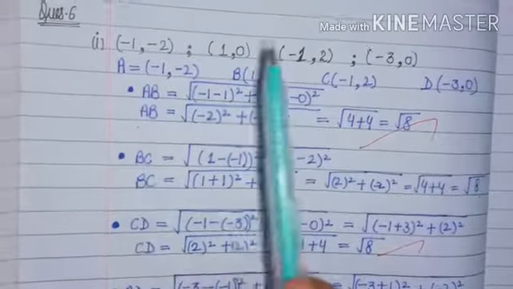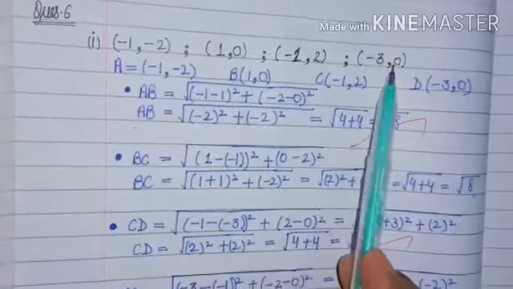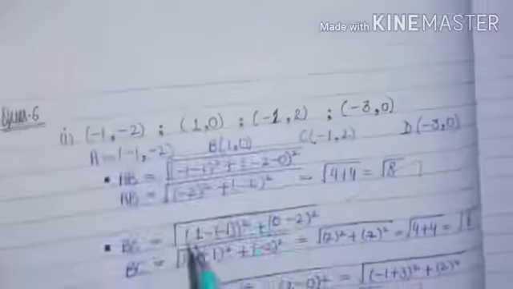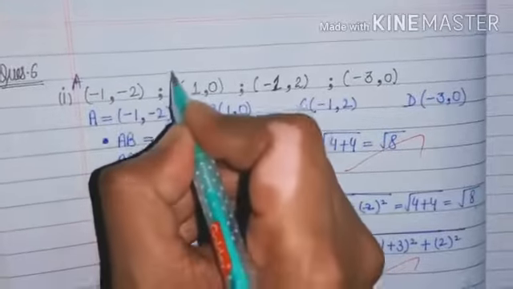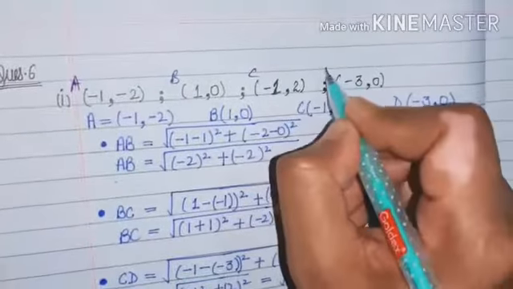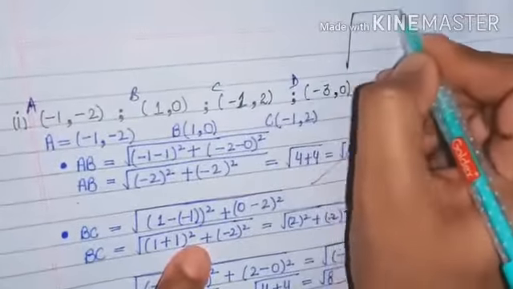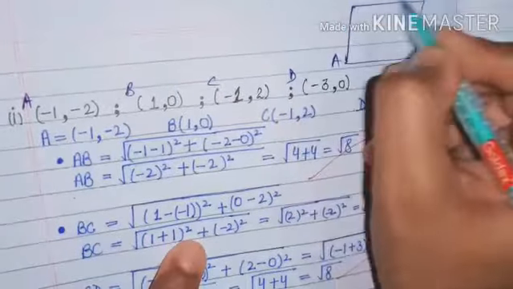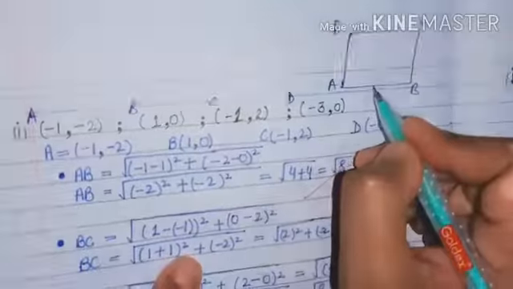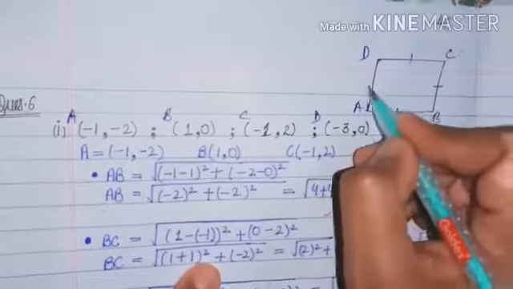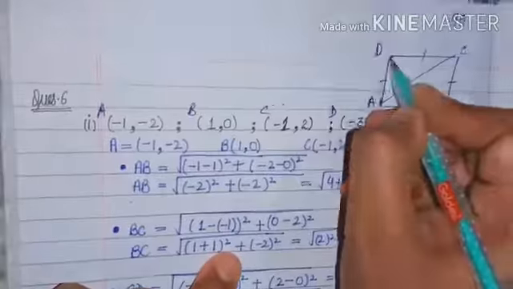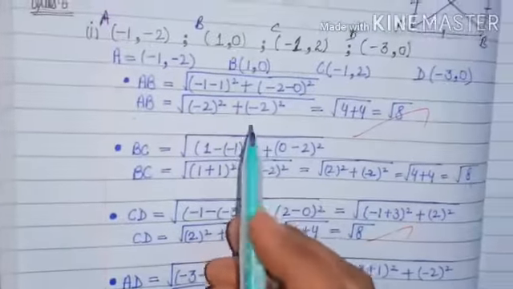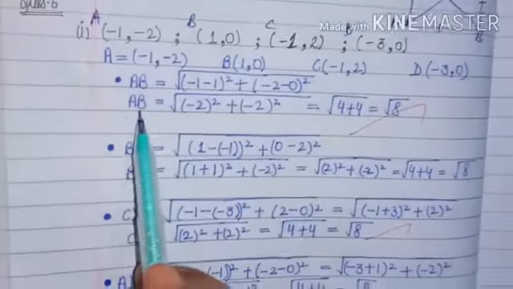Now the first part has 4 points. With the help of these 4 points we will find 6 distances. Suppose it is point A, B, C and D. After joining these 4 points we will get a quadrilateral ABCD. We have to find the distances AB, BC, CD, AD, AC and BD. Now we will find all distances with the help of the distance formula. First we will find AB.